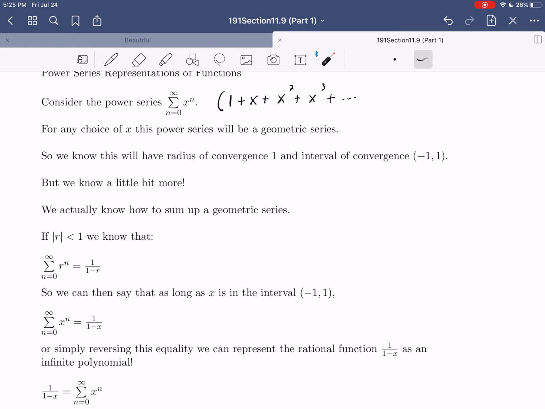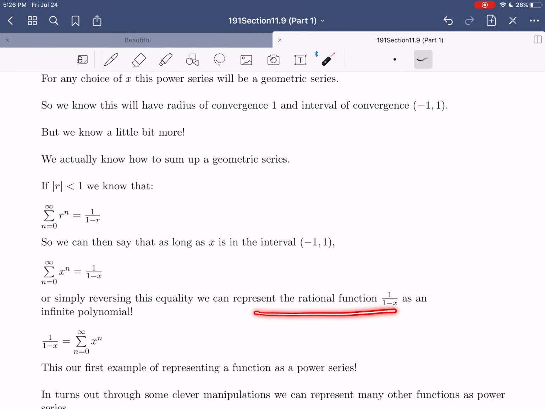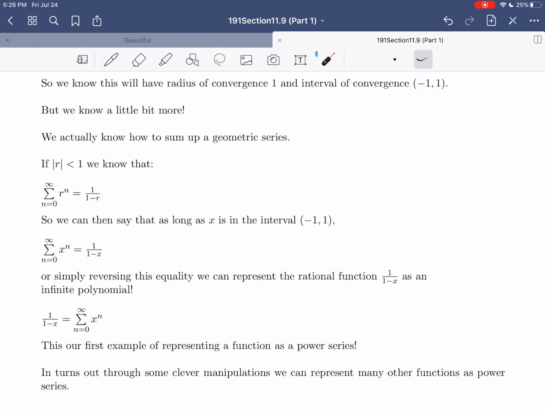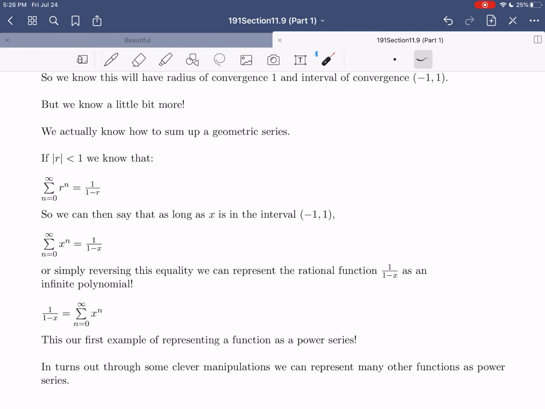But what we actually can do then is we can imagine representing the rational function, 1 over 1 minus x, that's a rational function, a polynomial divided by a polynomial, as an infinite polynomial. Now this is sort of crazy here, because what we're basically doing is we're taking something that is a non-polynomial function, 1 over 1 minus x is a rational function, and we're writing it as an infinite polynomial. So this is our first example of representing a function as a power series.